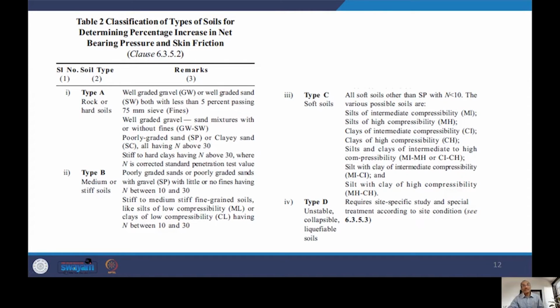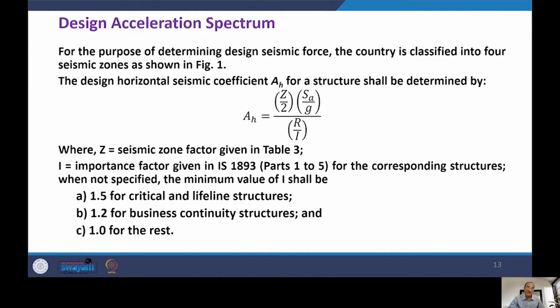Now continuing with that, one of the most important parts of this IS 1893 is that it defines the design acceleration spectrum. This gives you the design horizontal seismic coefficient Ah for a structure. What is Ah? Ah is nothing but the design horizontal seismic coefficient, and this is simply given by Z/2 times Sa/g times I/R. Z is called here the zone factor. This is given in Table 3.